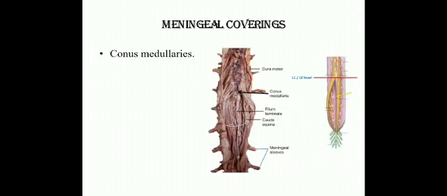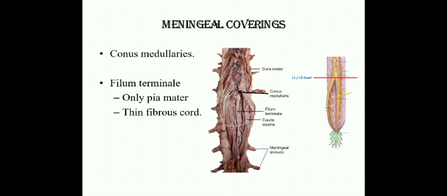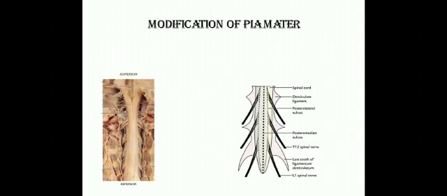So, at the level of the lower part of the first lumbar vertebrae, the spinal cord continues as a conus medullaris. So, below the level of conus medullaris, only the pia mater is continued as the filum terminale. So, the filum terminale contains only the pia mater. It looks like a thin fibrous cord. The modification of the pia mater.